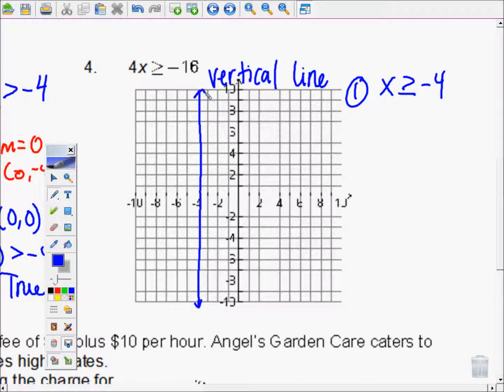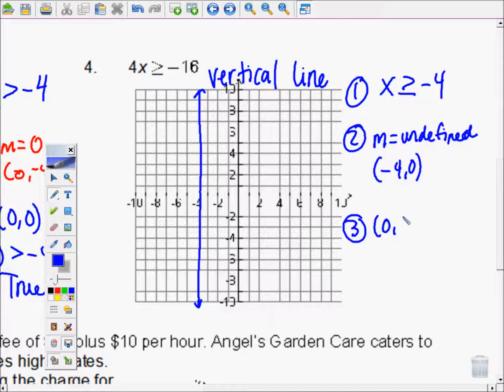All right. So that told us the reason why is our slope is undefined, correct? Undefined. And do we have a y-intercept? No. There's no y-intercept, but we have an x-intercept at -4, 0. All right. And then 3. What's our test point?